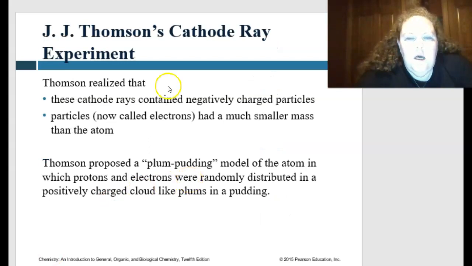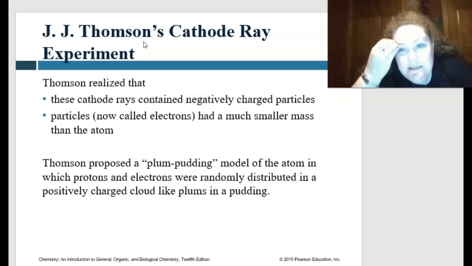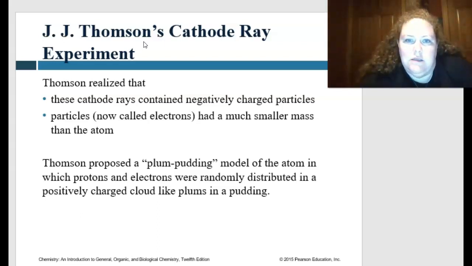All right, so J.J. Thomson is a great scientist, and he had an experiment. It's called the cathode ray experiment. And when he was doing it, he realized that the cathode rays contain negatively charged particles. And these particles, which we now have figured out and can call them electrons, had a much smaller mass than the atom. And so Thomson proposed a plum pudding model of the atom, in which the protons and electrons were randomly distributed in a positively charged cloud, like plums in a pudding.